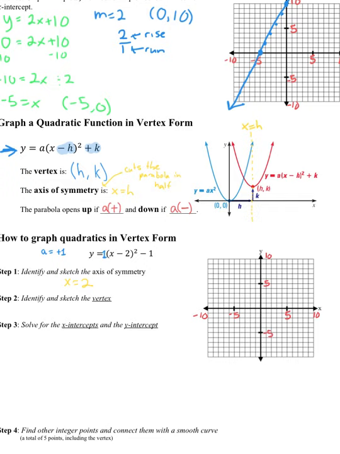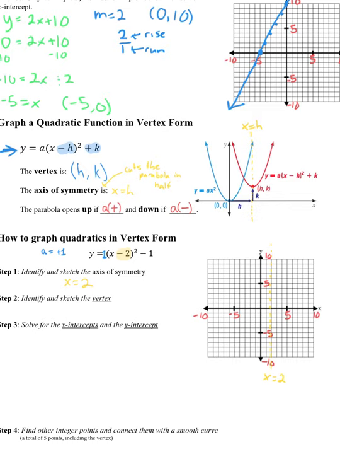Why is the axis of symmetry 2? It's because it's the number inside the parentheses here. It's always the opposite sign of what's actually in the parentheses. So that's why it's 2. I'm going to draw a vertical line here, x equals 2, and label it.